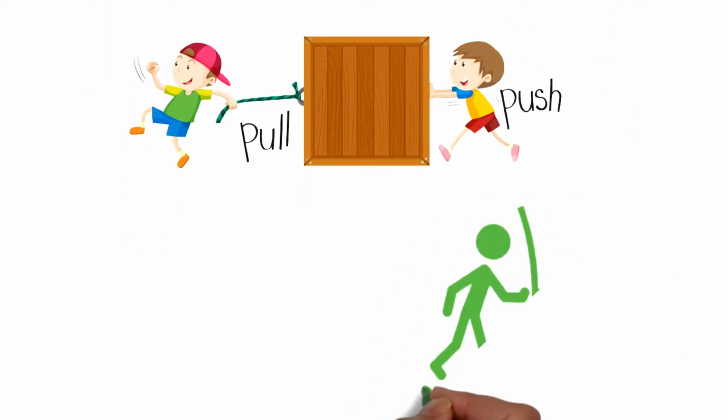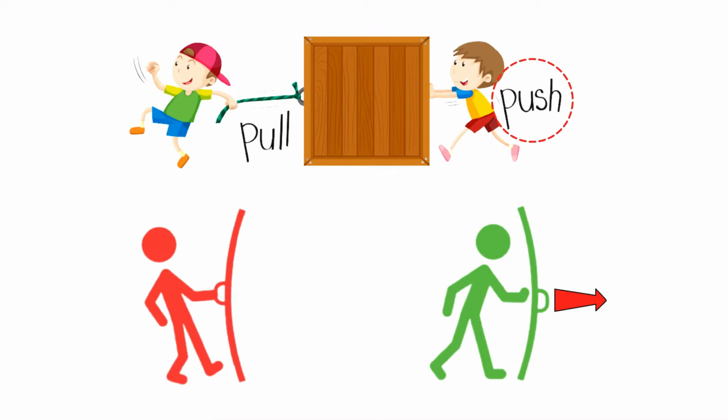When force moves an object away from something, that is a push. When force brings an object closer, that is a pull.